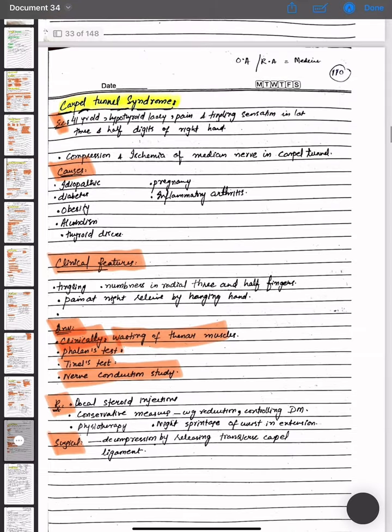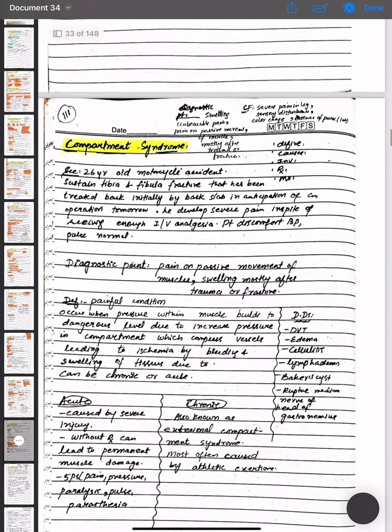So what we have studied in carpal tunnel syndrome is the scenario of a hypothyroid lady of 41 years old with pain and tingling sensation in the 3.5 digits of the right hand. So what are the causes, clinical features, investigations, treatment and surgical options?